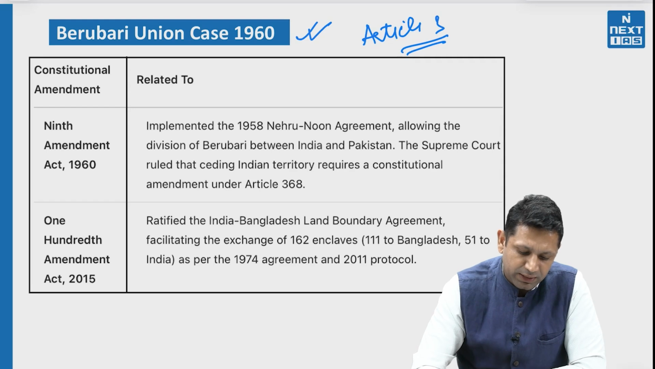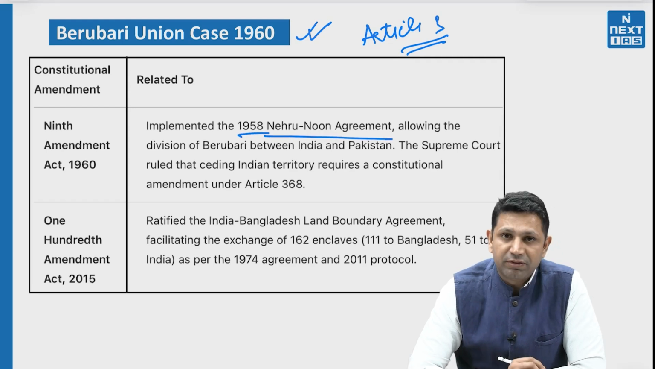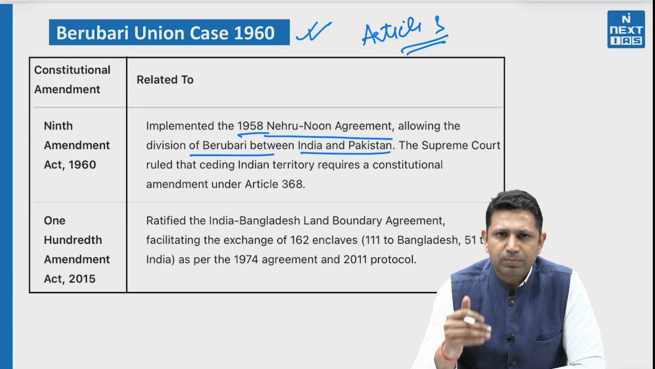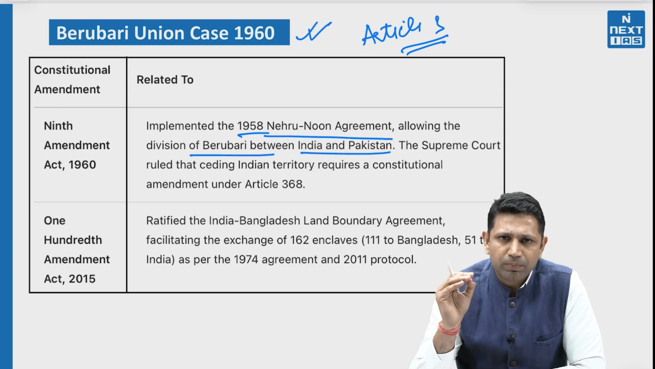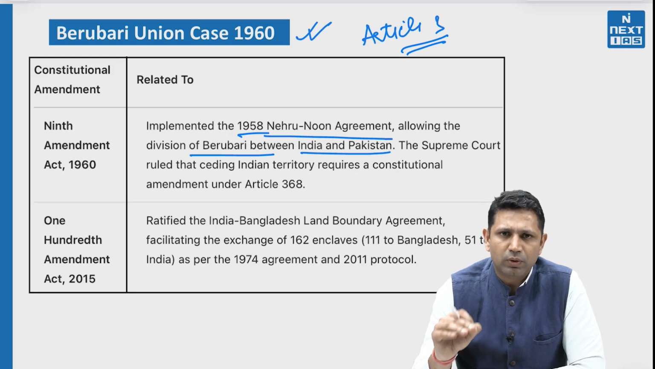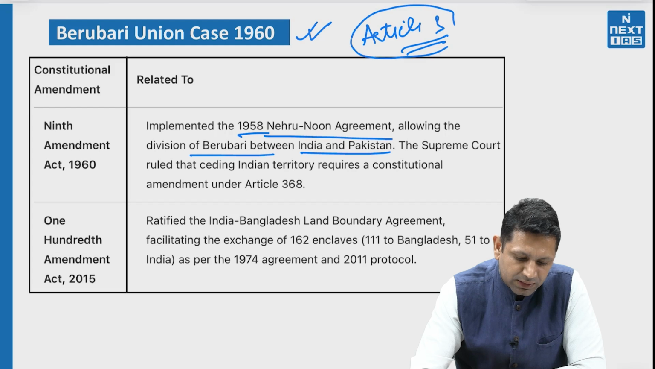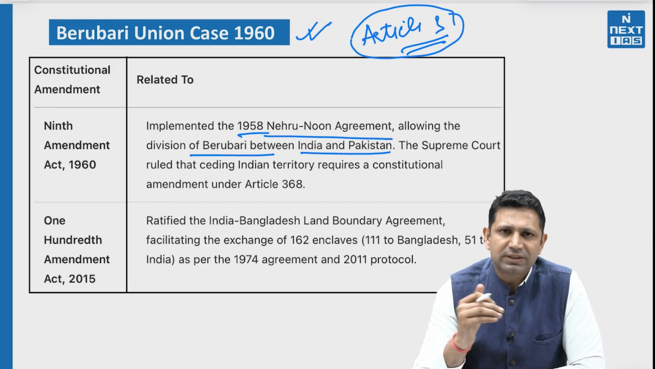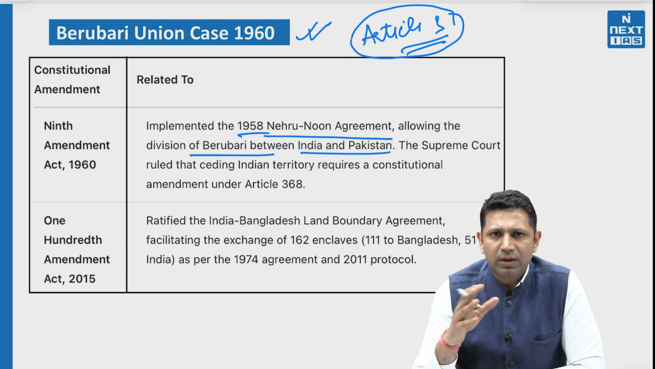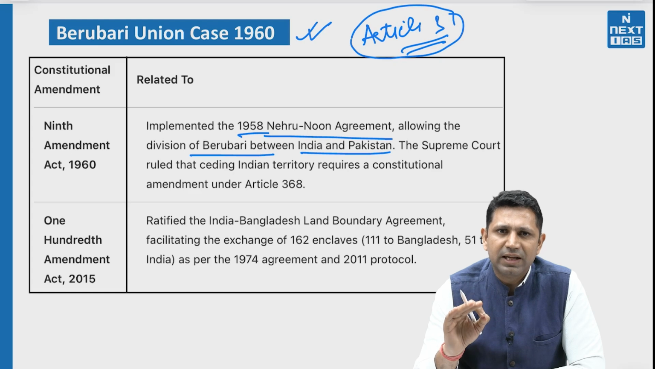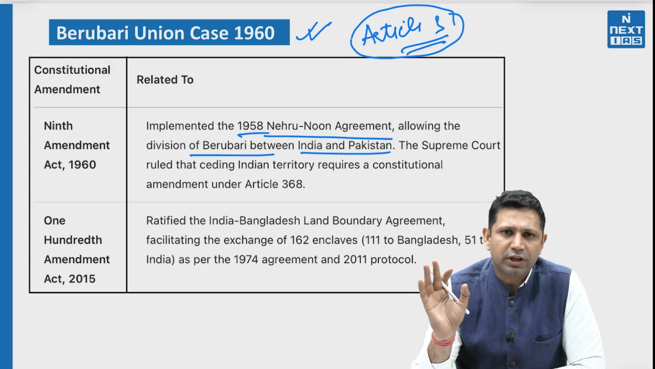So there has been a Nehru-Noon agreement in 1958 which allowed division of Berubari between India and Pakistan. And कुछ part पाकिस्तान को दे दिया गया. So on the basis of that, this Berubari Union case went to the Supreme Court, and the Supreme Court said that Article 3 says that you can increase or decrease the boundaries of a state. You can create a state, you can remove a state, you can create a new state, you can divide a state, but you cannot cede any territory of India to any foreign nation.